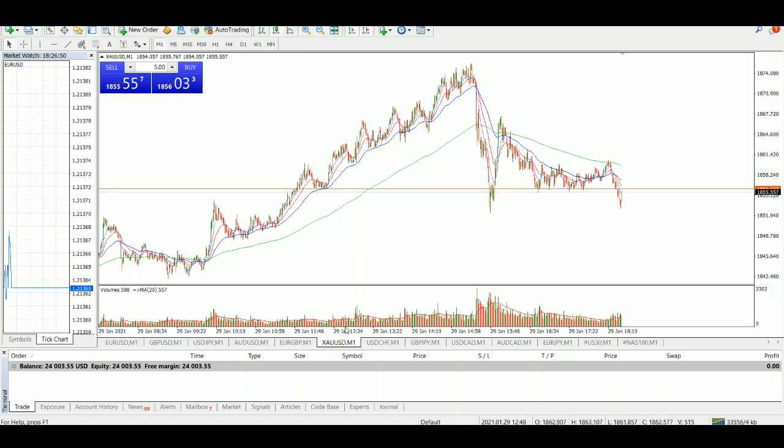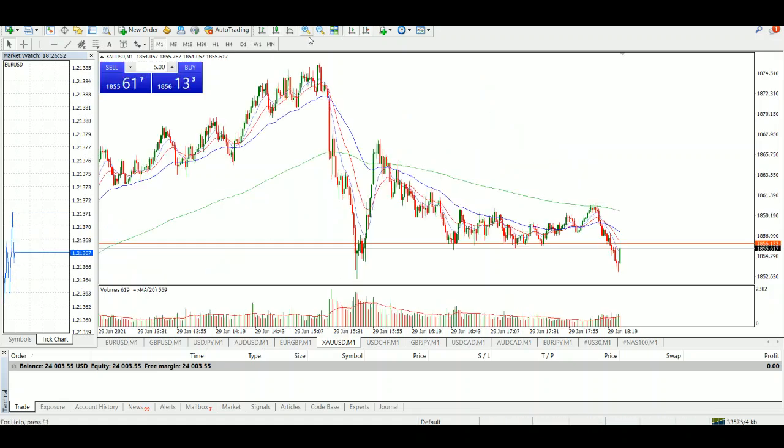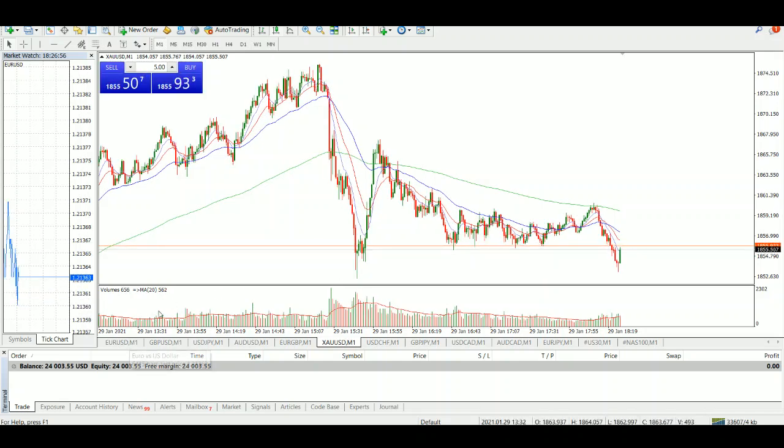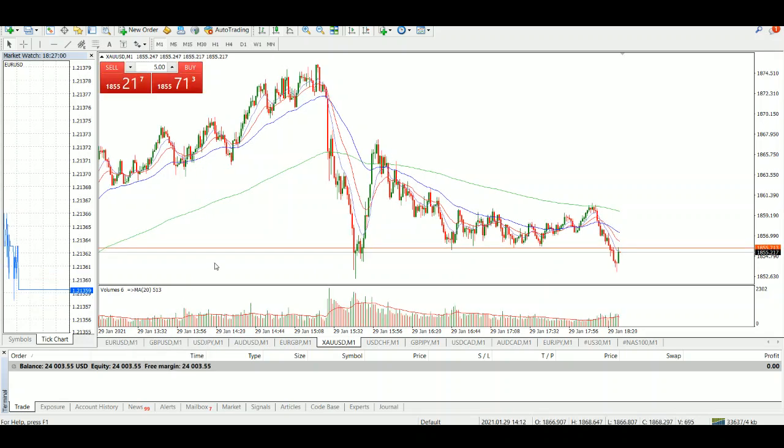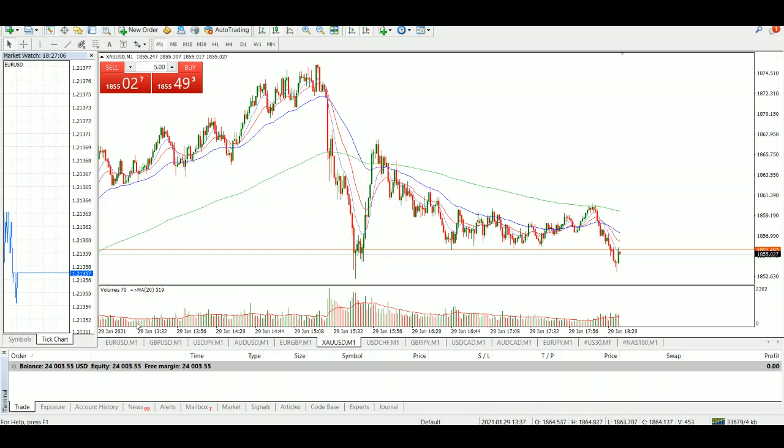You need one metal. If you want, of course, you can trade only one chart, let's say euro dollar. But the ideal is 4 or 5 currency pairs, 4 or 5 pairs with the least spreads. Choose the least spreads and trade them.